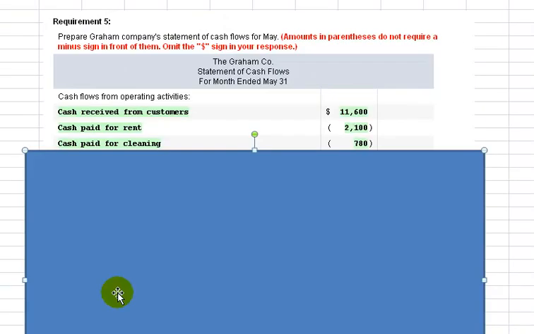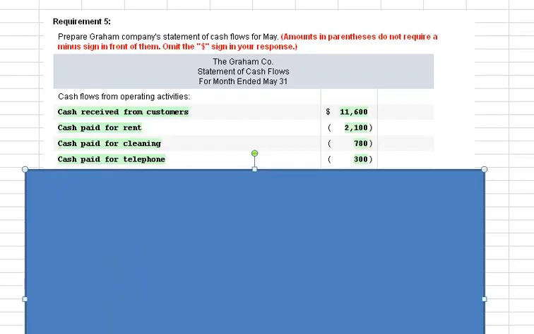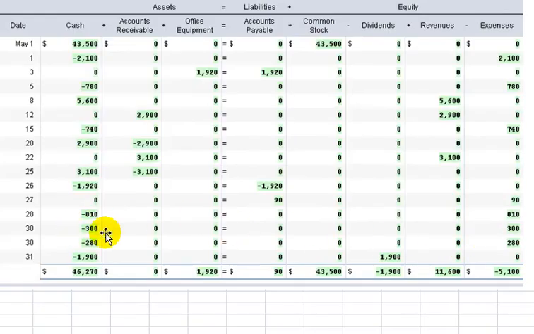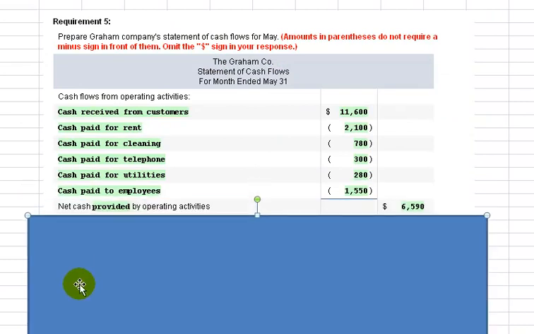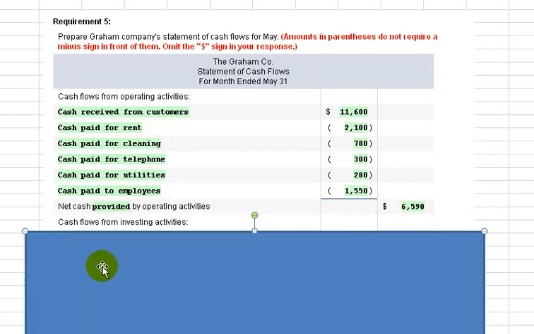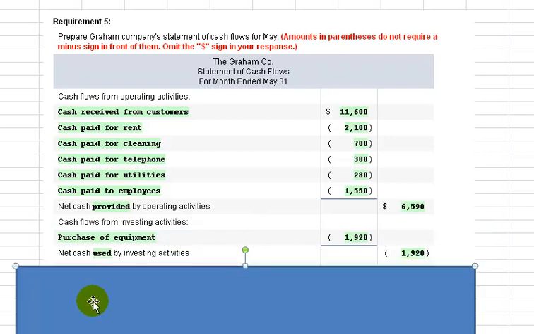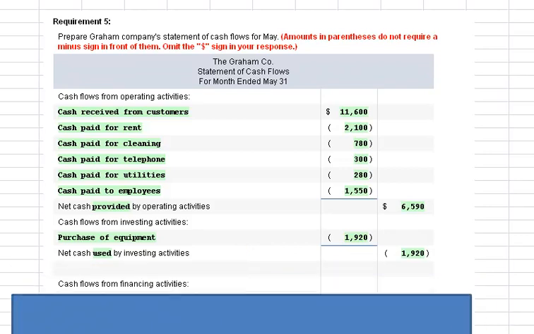5th. Okay, then we had cash paid for telephone, 300, which took place on the 30th. And we go through all of them, the cash paid for utilities, cash paid for employees, and we come up with the net cash either provided or used in operations. And in this case, because it's a positive number, we have net cash provided by operations, right? Then we need to consider what were the cash flow from investing activities, and we purchased equipment of 1,920, so it shows up in parentheses to show that it's an outflow. So we had net cash used from investing activities, and then we would look at cash flow from financing activities.